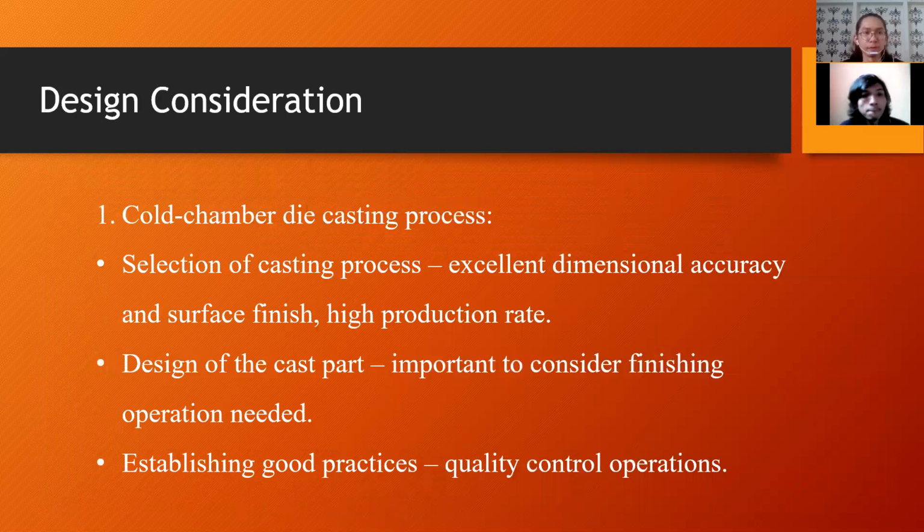For this part, we will focus on the design considerations. In the cold chamber die casting process, one of the considerations is the selection of the casting process, which is chosen because it provides excellent dimensional accuracy and surface finish, and also a high production rate. Another consideration is the design of the cast part. It is important to consider the finishing operation needed. Another consideration is establishing good practices, which is the quality control operations.